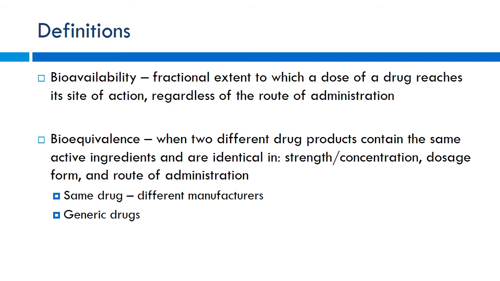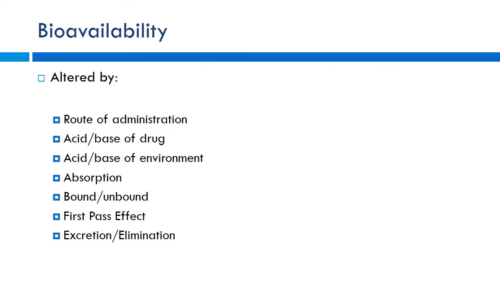I'm going to go to slide. So we mentioned that bioavailability gets altered by several features. Either the route of administration, or the acid-base status of the drug, so whether it's a weak acid or a weak base. We're going to see how that's going to be affected by the Henderson-Hasselbalch equation again. Looking at the environment that it's in, some drugs may be better absorbed in the acidic environment of the stomach. Some drugs may be better absorbed in the more basic environment of the small intestine. Okay. We'll talk about absorption, how that can be affected, whether it is bound or unbound.